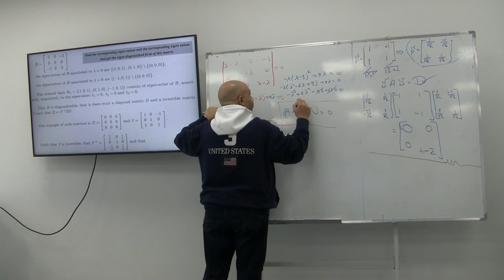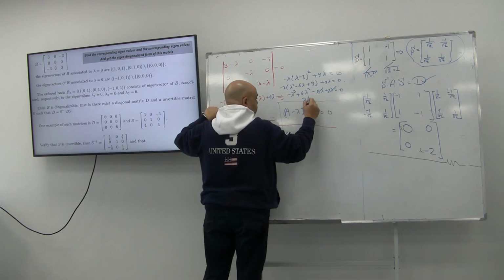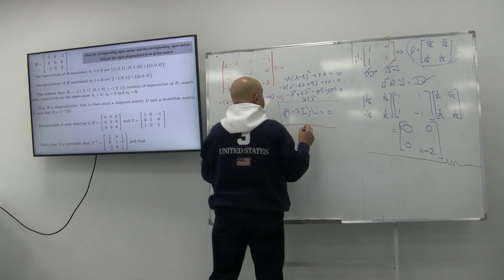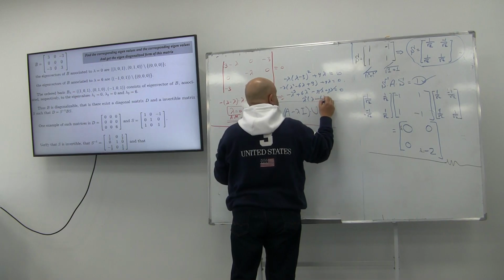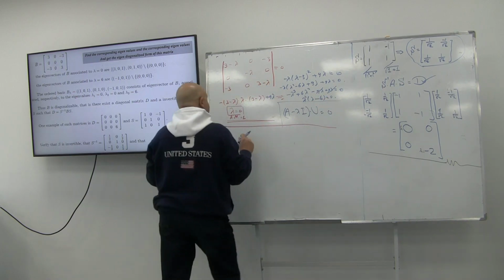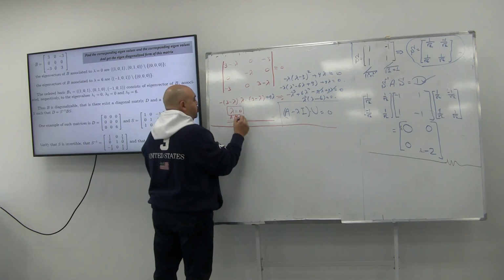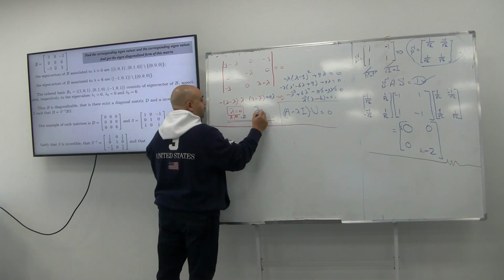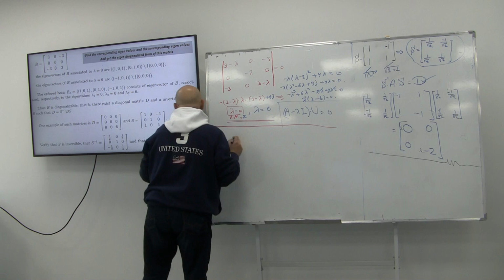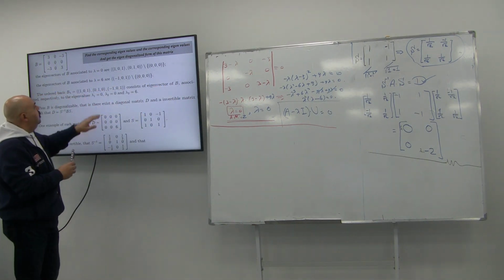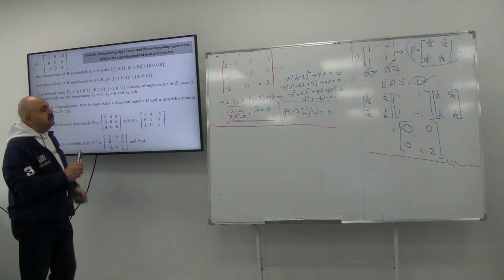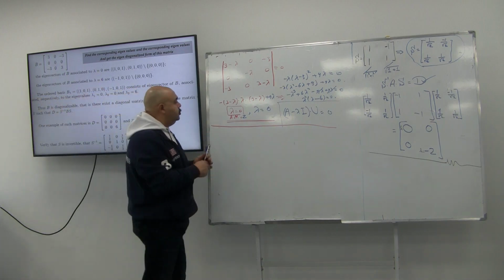They will eat each other, taking lambda squared as a common factor, so you will have lambda minus 6 equal to 0. So now you have lambda equal to 0 with multiplicity 2 and lambda equal to 6. These are the two values of lambda that we are talking about. Here we go. That's exactly right. 0 with multiplicity 2.